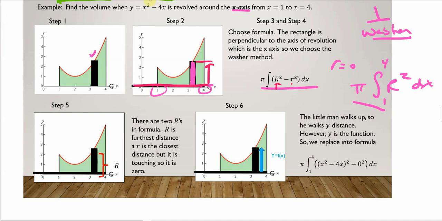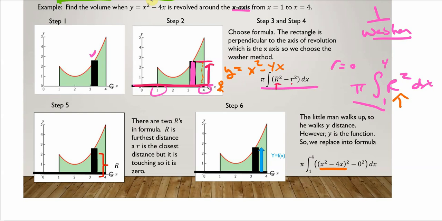And now what's R? Well, I can bring in the little man. If I put the little man right there, how much do I walk from here to here? Well, I walk up y. But what is y? Y is going to be determined by the function, and my function is going to be x squared minus 4x. So then all I'm going to do now is insert my x squared minus 4x quantity squared, and I'm done.